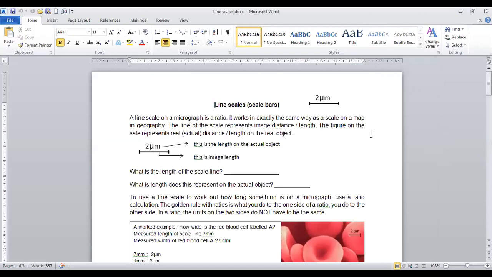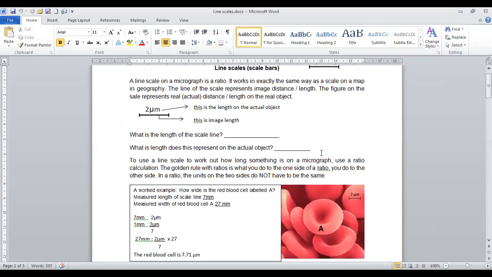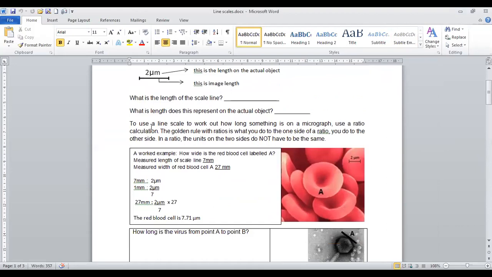Okay. So you need to print this off of Google Classroom. Otherwise, you can't do the examples that I'm giving you. So this just does what I explained to you just now. And here is a worked example for you. So here's a line scale, and there's a red blood cell. In fact, there are lots of red blood cells here. And when you work the example, this is what you do.